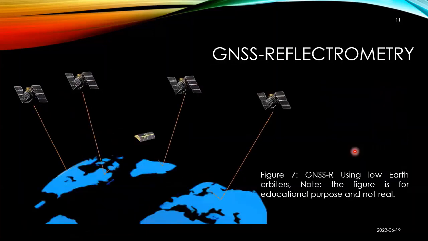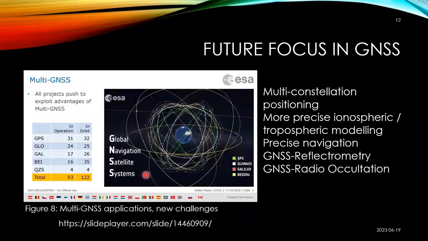Also, it can be done with satellites that have a special instrument inside so that they can receive the reflection from the ground. Even over the ocean, we always have problems with modeling the ionosphere. So if we can get the reflection by satellites, we can model the sea level and study sea level much better. This is called GNSS reflectometry, which is a rather hot subject these days, and a future focus will be on that.